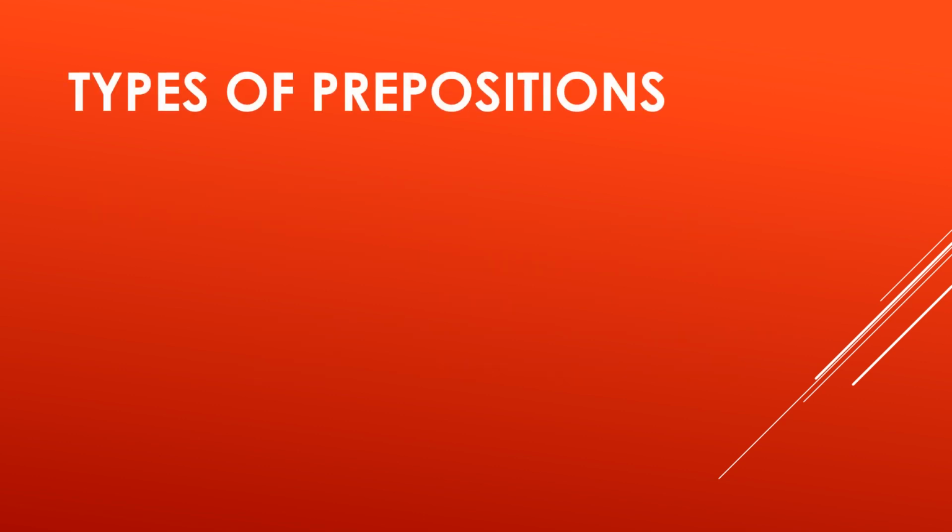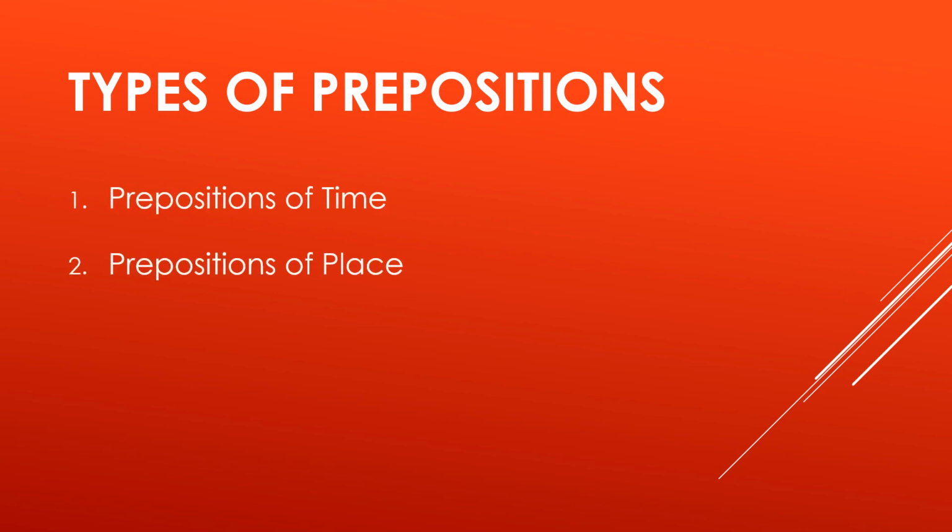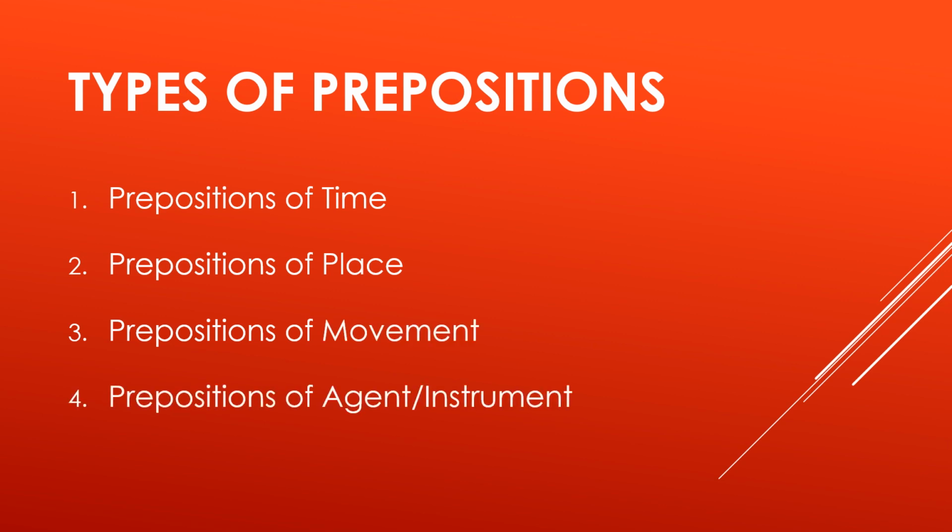Now let's take a look at the types of prepositions. There are 5 main types of prepositions: prepositions of time, prepositions of place, prepositions of movement, prepositions of agent or instrument, and phrasal prepositions. Let's discuss each one in detail.